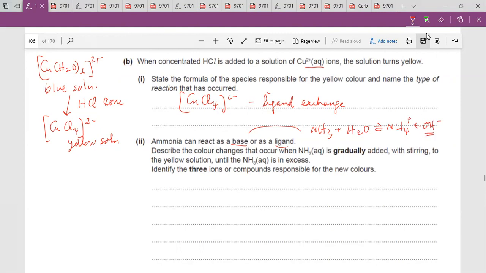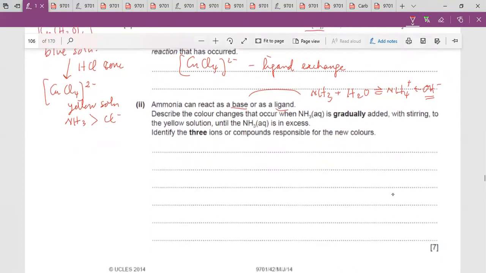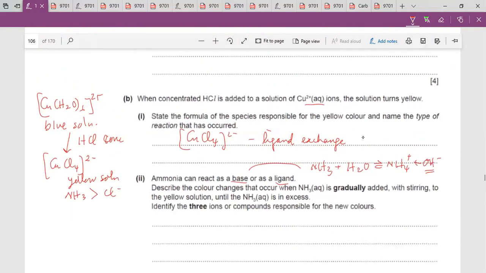Okay, so the color change will occur when ammonia is gradually added to a stirring yellow solution, which means until it's in excess. Now, remember, ammonia is a stronger ligand. You must know that. Ammonia is stronger than Cl. It means it will kick it out, all right? Okay, so now a few colors here. State is 1 mark. Formula is 1 mark. So there's 2 marks here.